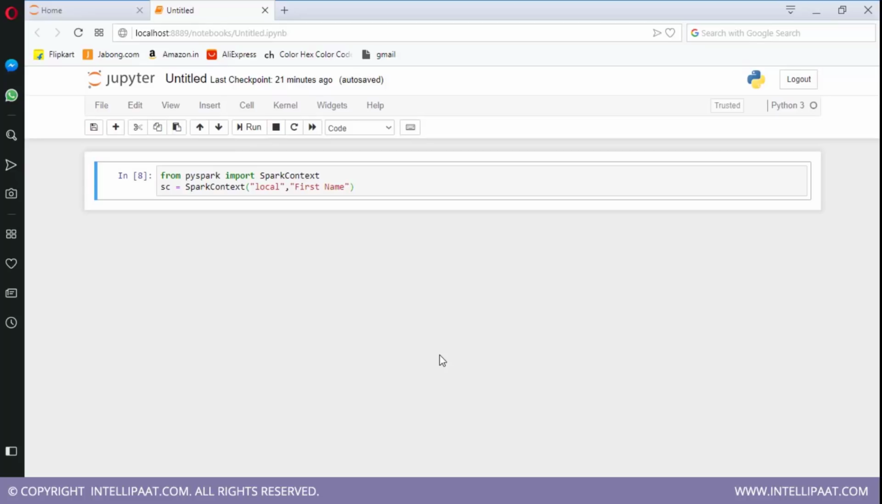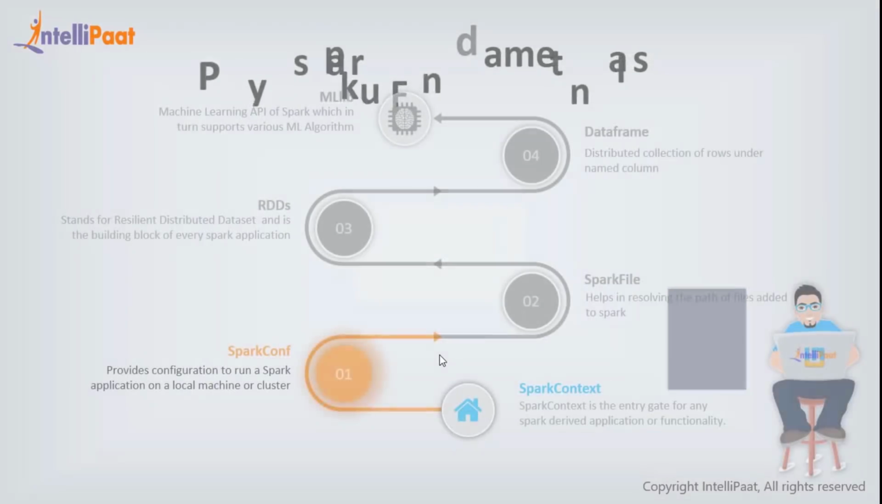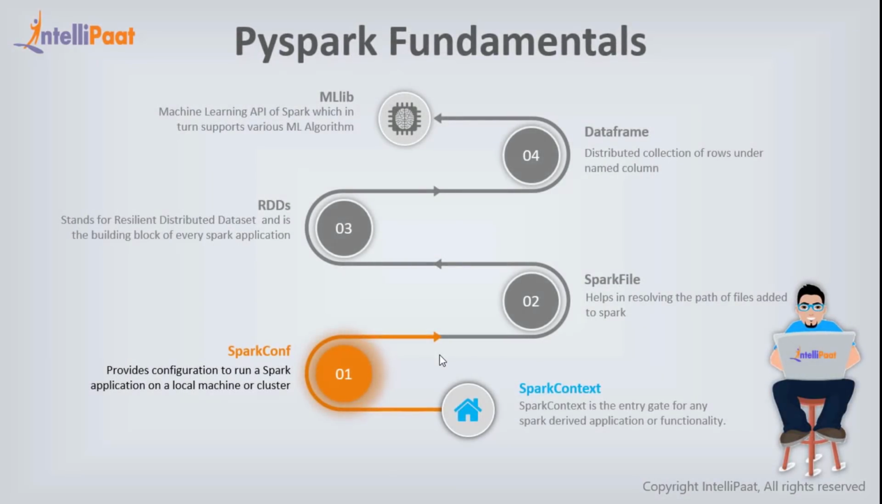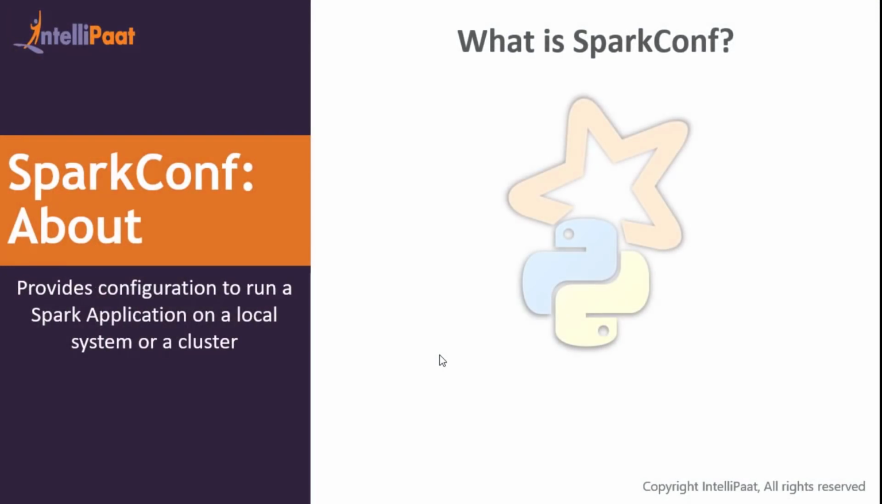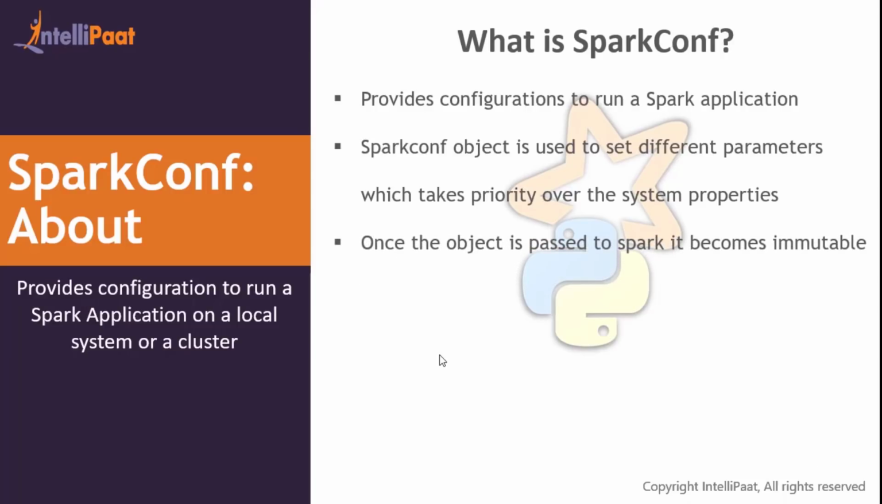Moving ahead, let's see another PySpark fundamental. On the list, next we have SparkConf. It is used to provide the configuration to run a Spark application on a local machine or cluster. So what exactly is SparkConf? To run a Spark application on a local machine or a cluster, you'll have to set a few configurations and parameters, and this is where SparkConf comes into the picture. It provides the configuration to run a Spark application. Initially, we create a SparkConf object with the SparkConf function, which will load the values from Spark. Now you can set different parameters using the SparkConf object.